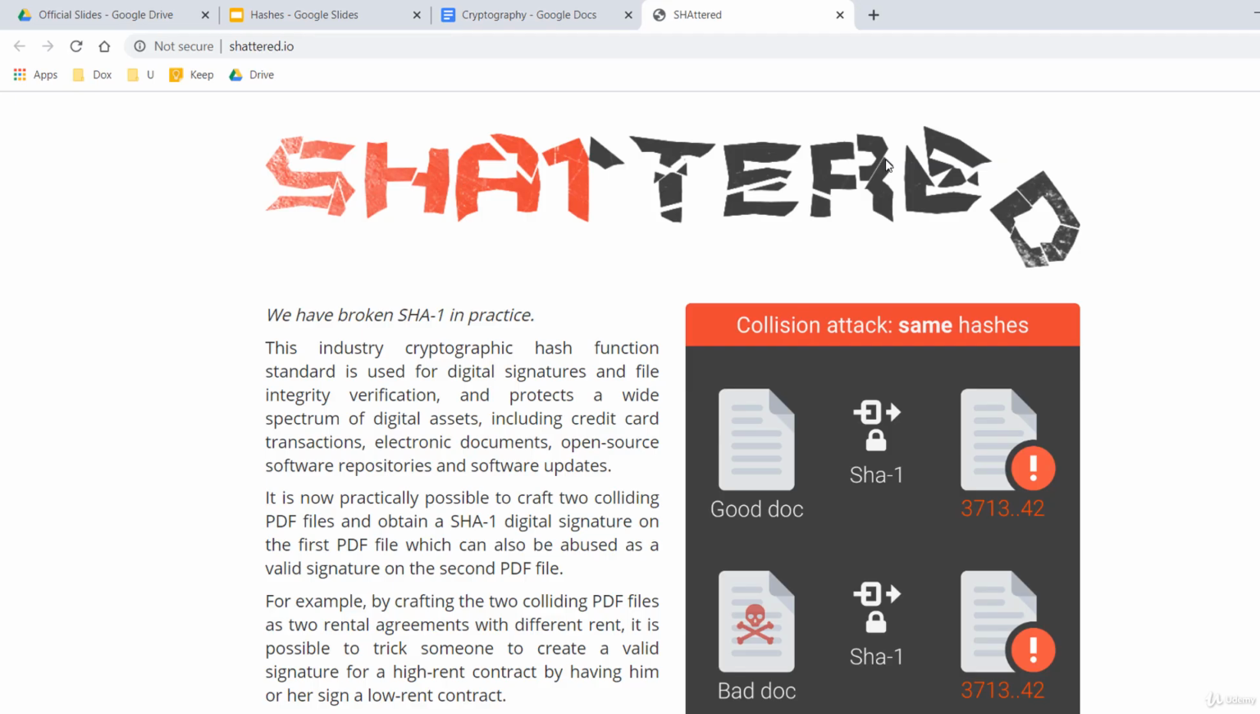The Shattered attack we've just seen is just a collision, not a preimage attack. In general, a collision attack is easier to be performed than a preimage attack, as it is not restricted by any set value. Any two values can be used to collide.